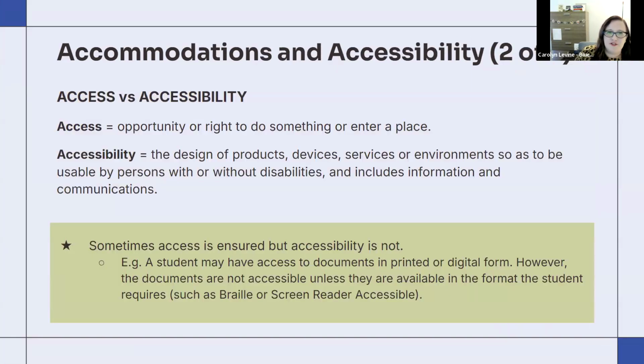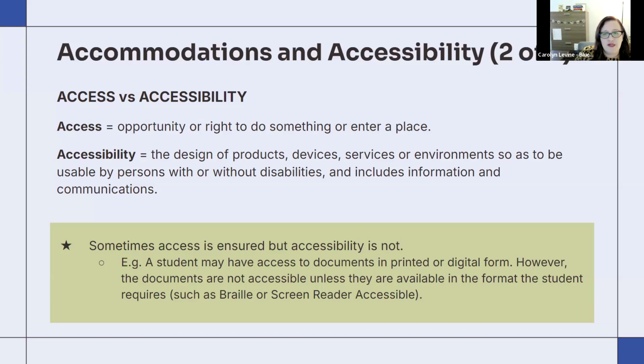All right, so moving on to accessibility. I like to talk about the difference between access and accessibility. These two terms are not interchangeable. Access refers to the opportunity or the right to do something, and accessibility refers to the design of products, services, environments, so that they are usable by persons with or without disabilities. So what's important to remember is that sometimes access is ensured, but accessibility is not.